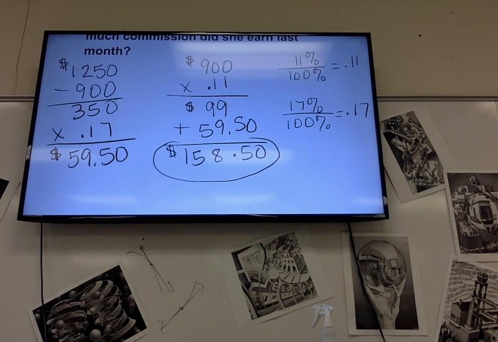So commission problems have a lot to do with percentages. You're going to move the decimals over. You're going to multiply by percentages.